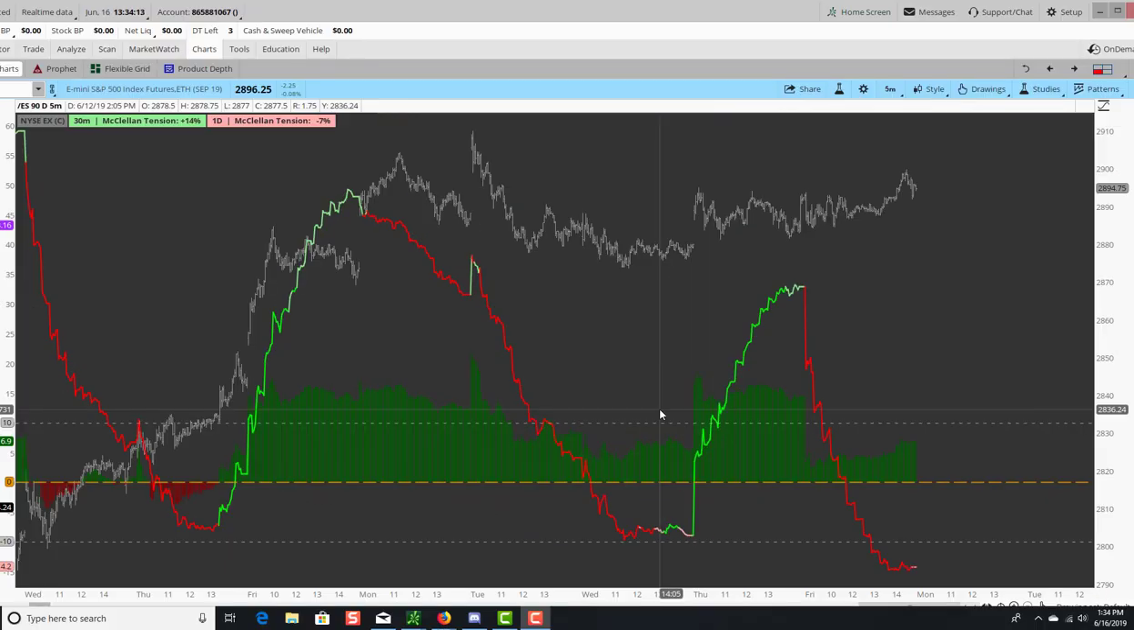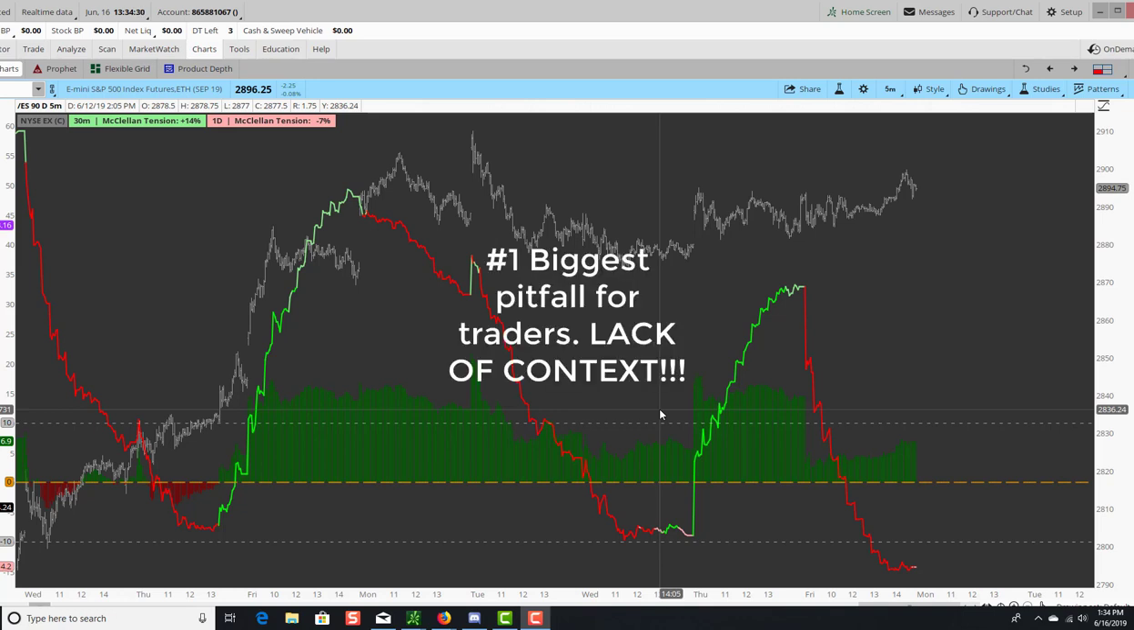Hey traders, it's Joe here, and I just wanted to go over something I'm passionate about, and I think a lot of traders, newer and intermediate, and even some of the more experienced traders need to talk about. It's probably the biggest pitfall of every trader I've ever come across: the value of structure and context in trading.